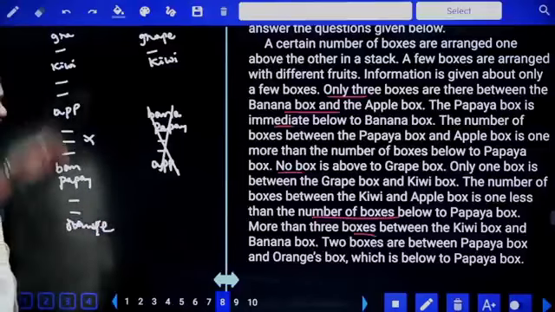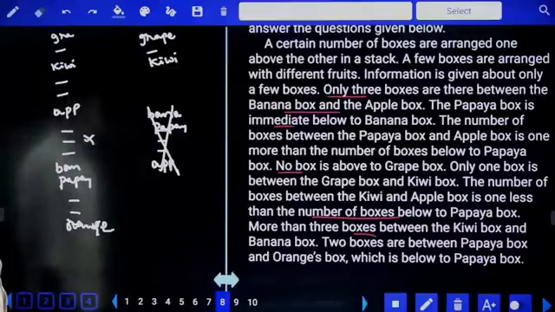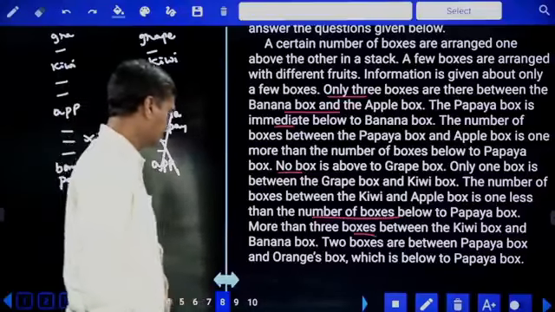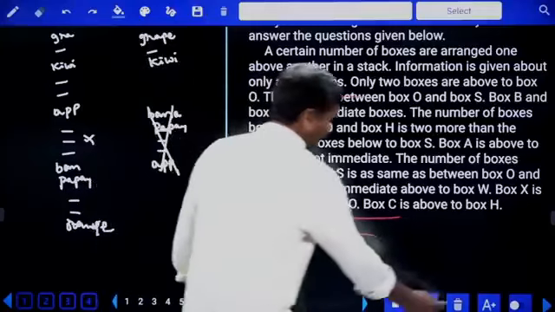Now this is the final arrangement of these boxes, and these boxes consist of these fruits. Clear now? 8th one. Set number 8. Altogether 14 boxes are stacked one above the other.